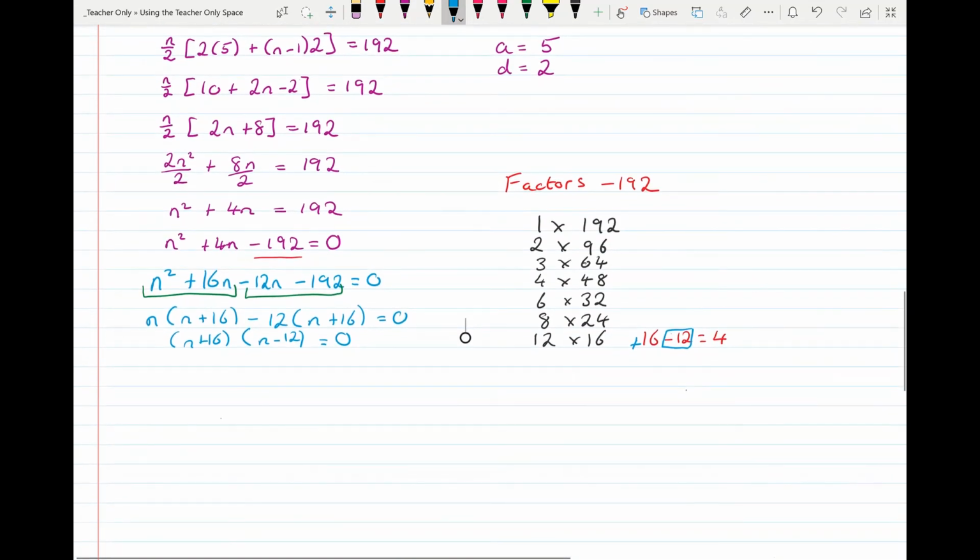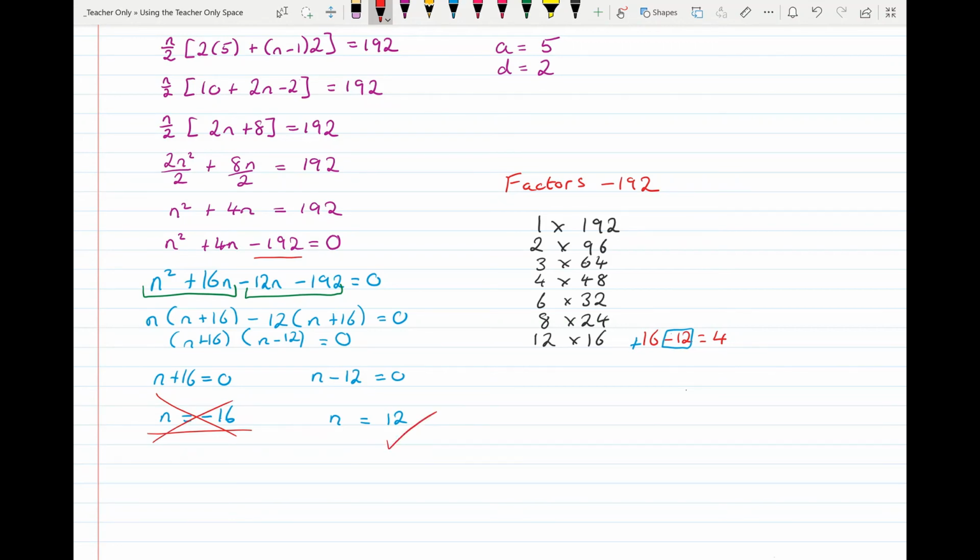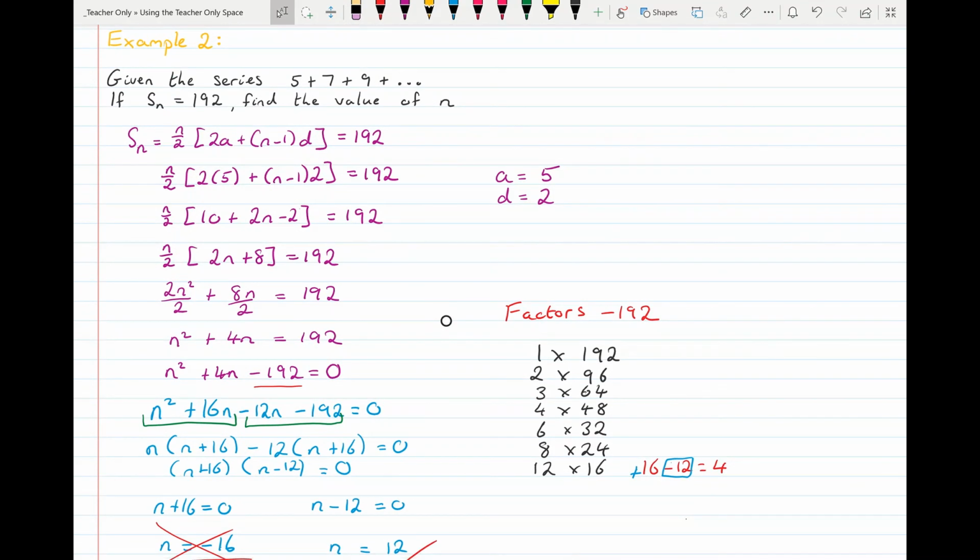We need to solve for n. So we let the first factor, n plus 16, equal 0. Well, n then equals negative 16. Or it could be the other factor, n minus 12 equals 0, so n equals positive 12. And if we think about our pattern, which one of these makes sense? Well, you can't have the negative 16th term, so that one is incorrect. So n must equal 12. The 12th term of the series, when you add up all the terms, will give you 192.